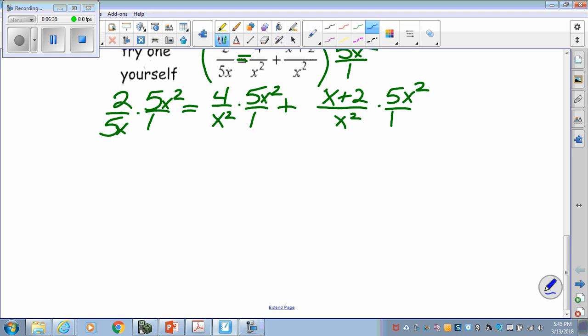Now we just cancel out our common factors. I've got 1x in the denominator, and this x squared is x times x, so this x is going to cross out with one of those x's, so I have an x left over, so I have 2x.